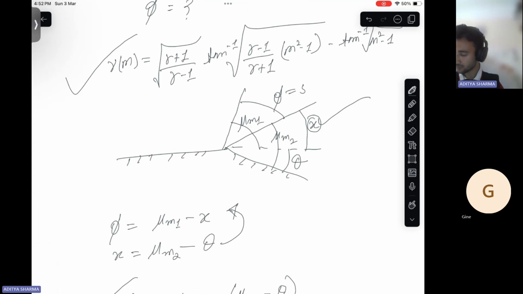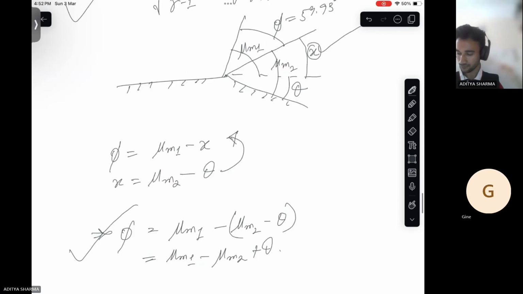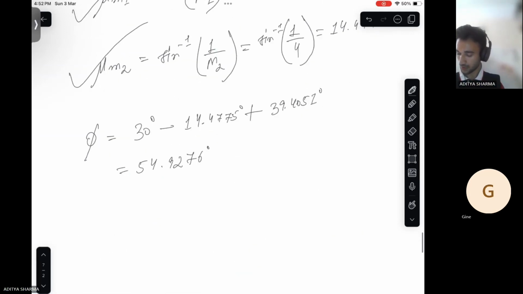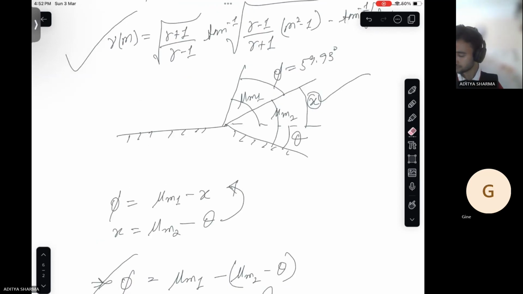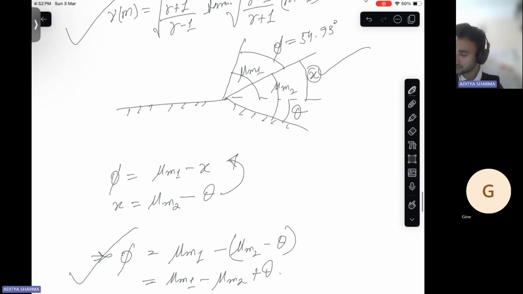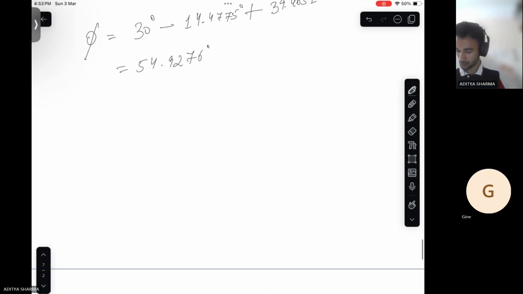So this comes out to be 54.93 degrees. Yes, Ginny, were you able to follow this particular numerical? Yes. All right, great. That is great.